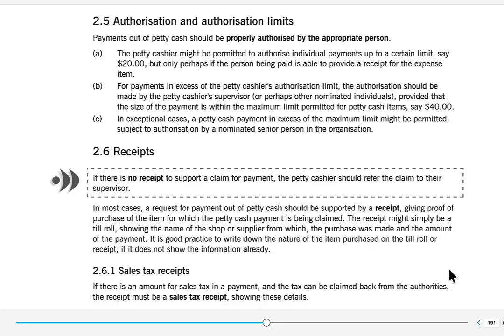So you should remember this rule. No receipt, no automatic petty cash payment. Unless a supervisor approves it.